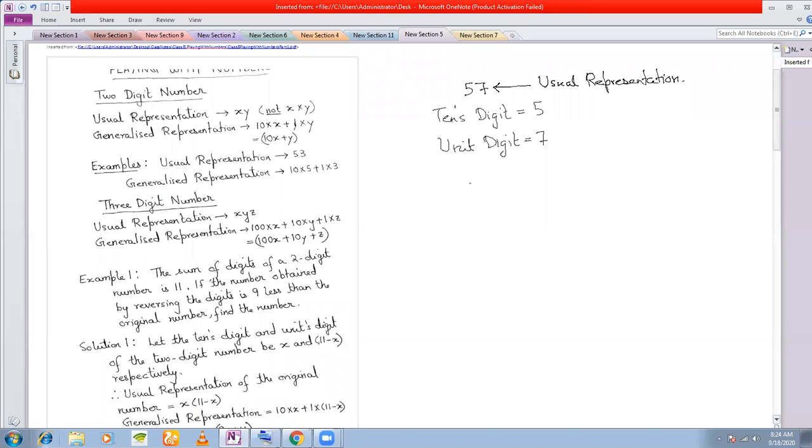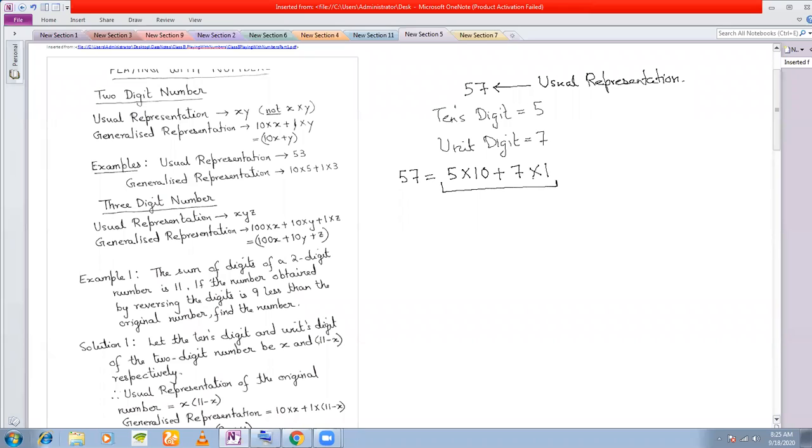Now, in order to work with these numbers in algebra, you represent it in terms of its digits. 57 can also be written as, since 5 is the tens digit, 5 multiplied by 10 plus, and since 7 is the units digit, 7 multiplied by 1. So this is the breakup of this number.